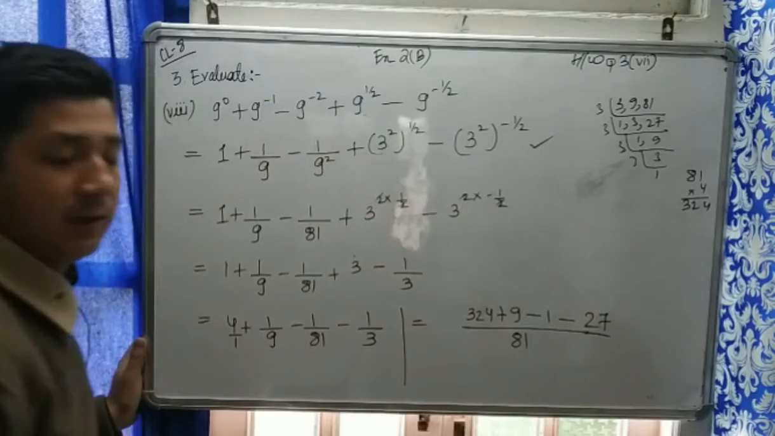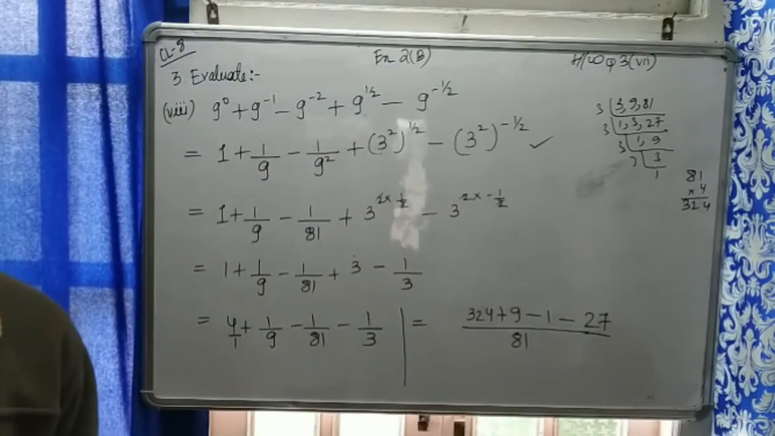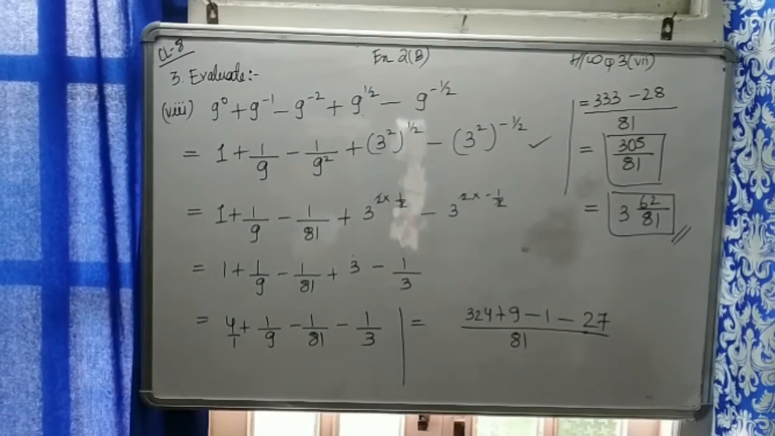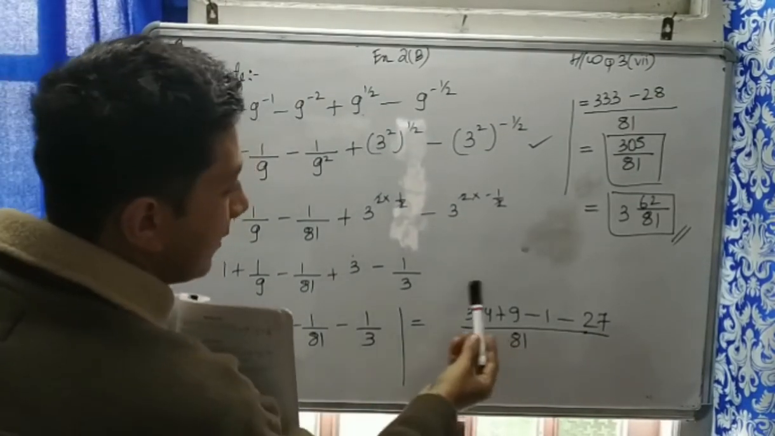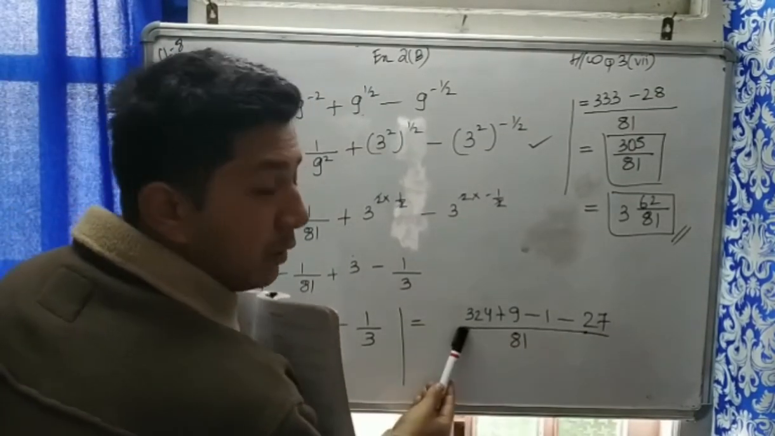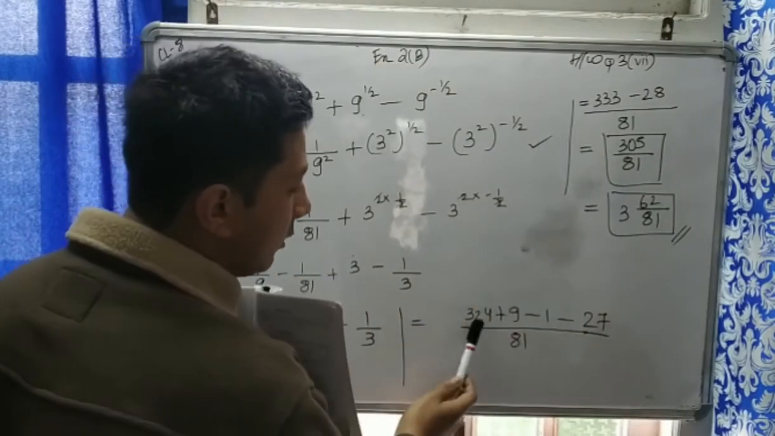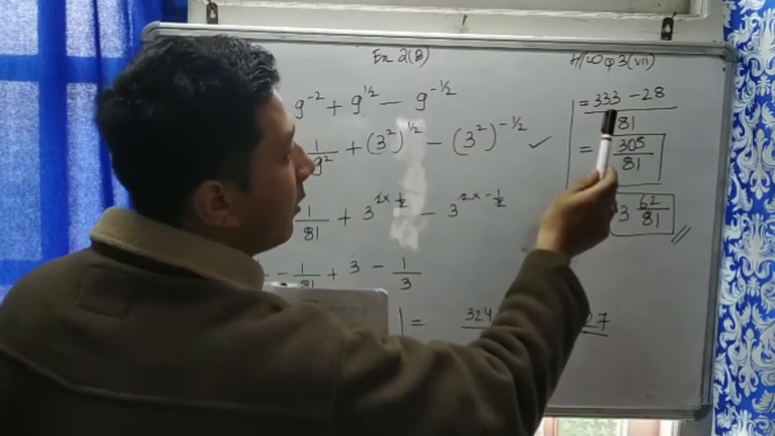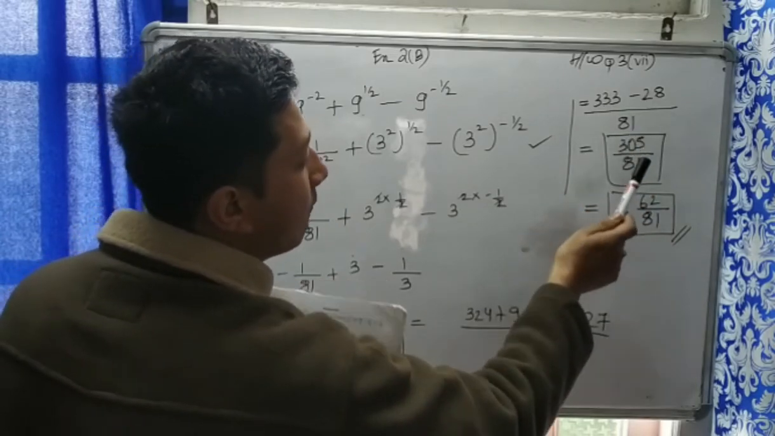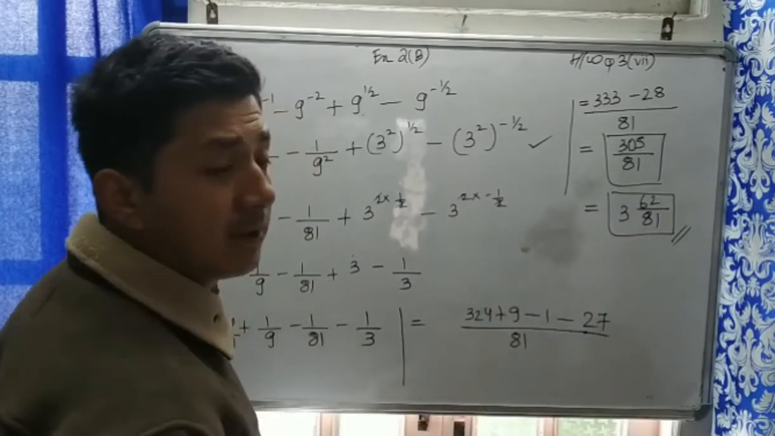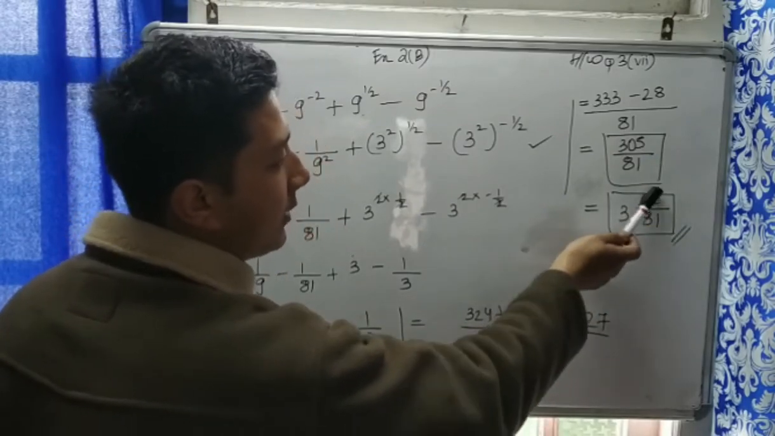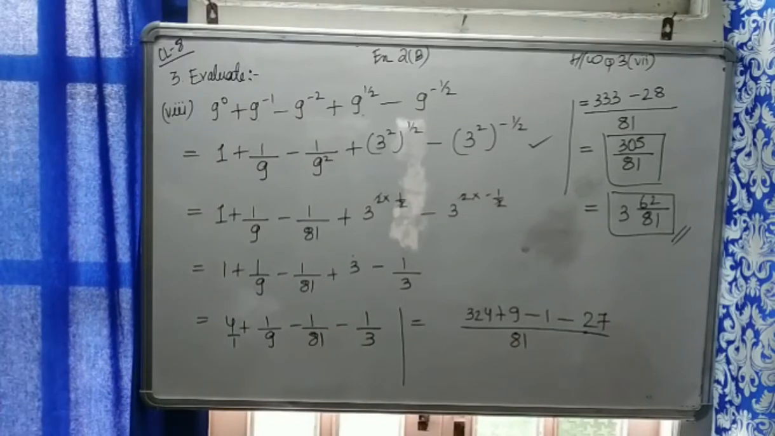So I hope you are clear with this calculation. Please pause the video and note it down till here. Alright, so after taking the LCM you'll get this much. 324 plus 9 is 333. Add these two numbers and this is minus 28. And when you subtract it you get 305 by 81, which is the answer, and try to keep it in mixed fraction form. So 3 whole number 62 by 81 is the final answer.